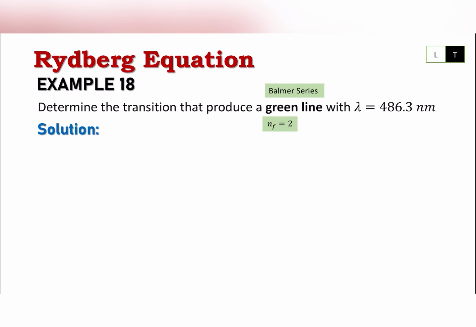Now I'm going to determine what is the N initial for this green line with its wavelength. So use this formula to get the value for Ni. But right now you have to take a look carefully. In this case, we can know that Ni is referring to N2 because we want to find out the value for the transition of higher energy level.